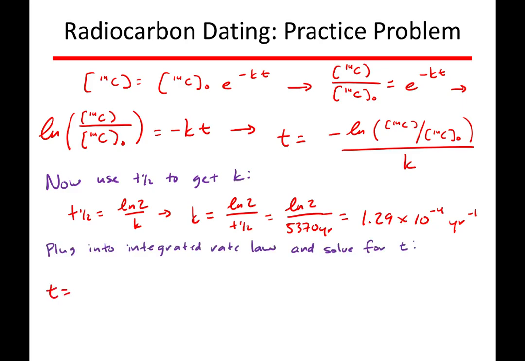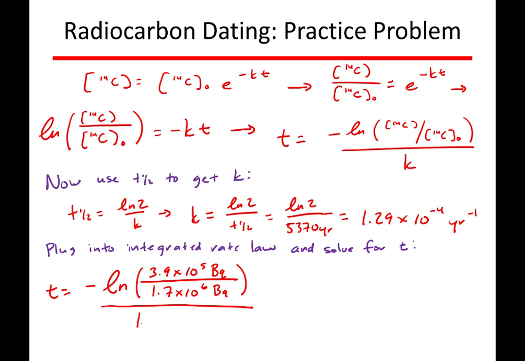Lastly, we're going to plug this into the integrated rate law and solve for time. So what we have here is that T will be equal to the negative natural log of the new amount of carbon-14, or that's the new radioactivity of our sample. That was given as 3.9 times 10 to the 5th becquerel, divided by the initial radioactivity of the sample, right? So we found that in a fresh sample of the same size, the radioactivity was 1.7 times 10 to the 6th becquerel. And then we divide that by the rate constant, which we now know to be 1.29 times 10 to the minus 4 years to the minus 1.